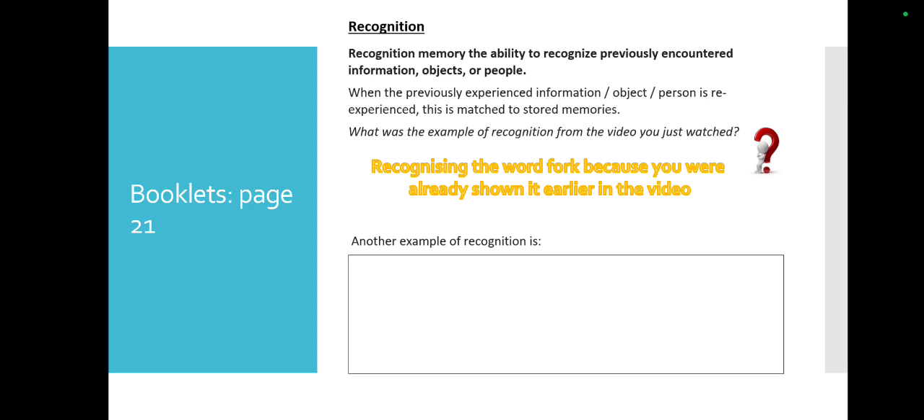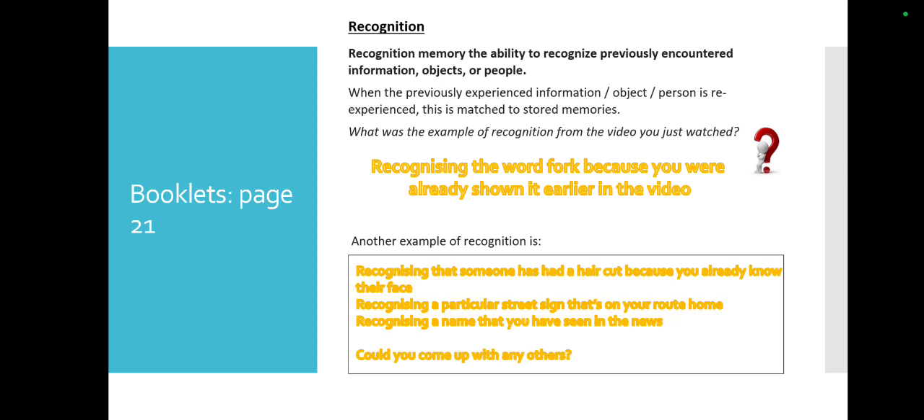Okay, so because you've seen it before, then when you're asked, do you recognise either of these bits of information, your brain automatically says, I've seen that one before, it's matched up with what you're currently experiencing, and you can recognise it. So we've got some more examples of recognition here, which you can pop into your boxes.